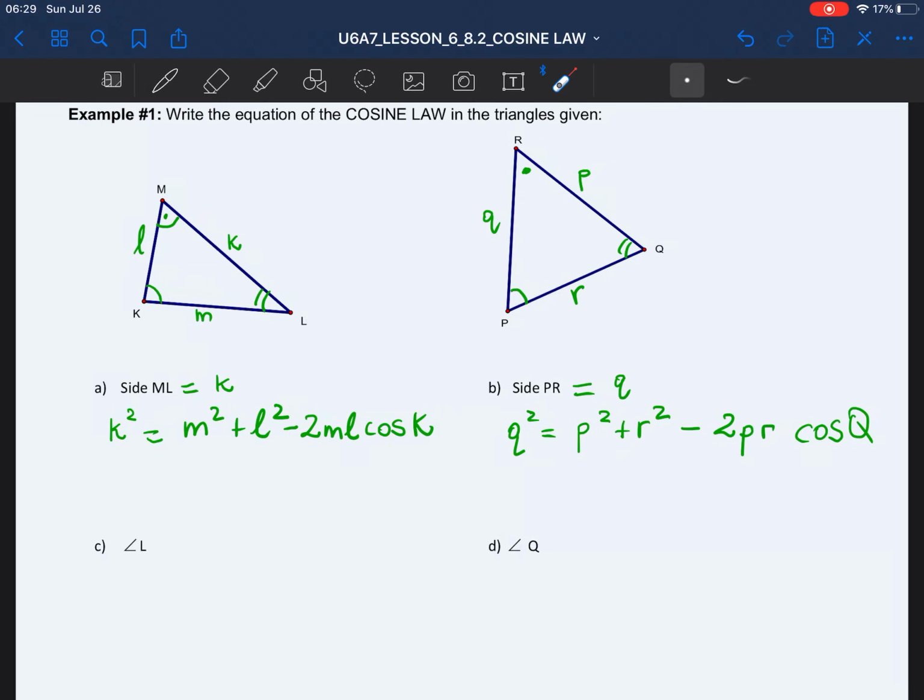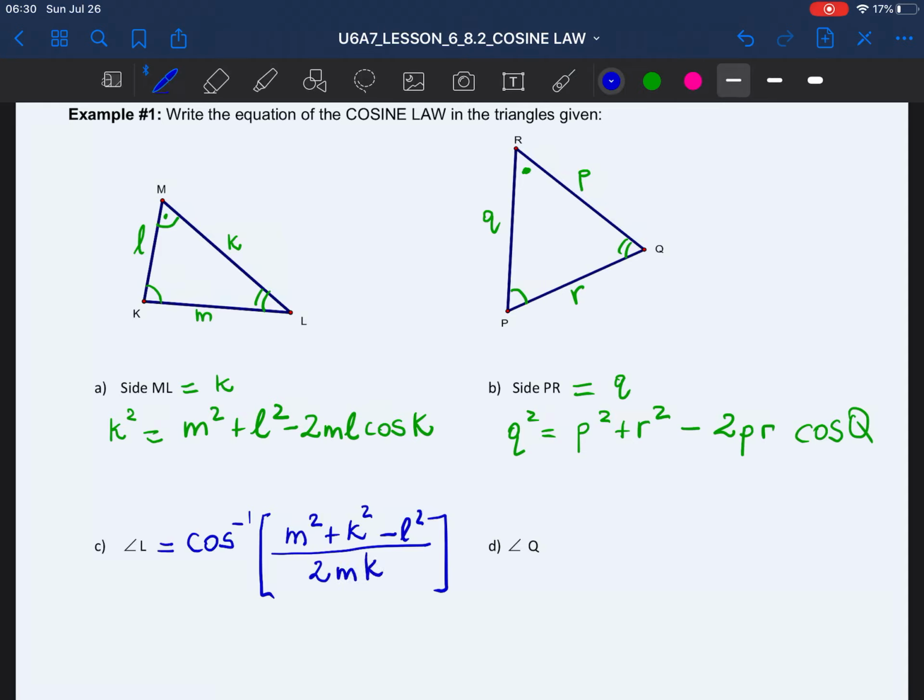Now, how about the angles? Suppose we want to write the cosine law for the angle L, which is question C right here. So I know that for angles, we need to first start with cos negative 1, because I have to inverse cos to find the angle. And I have a big fraction in here, so I'm going to create sort of the house for my fractions, which is that numerator line. And since I'm finding the angle L, I'm going to subtract L squared at the end. The other two sides that we have in here are m squared and k squared, which will be added. And down in the denominator, I always have twice mk.